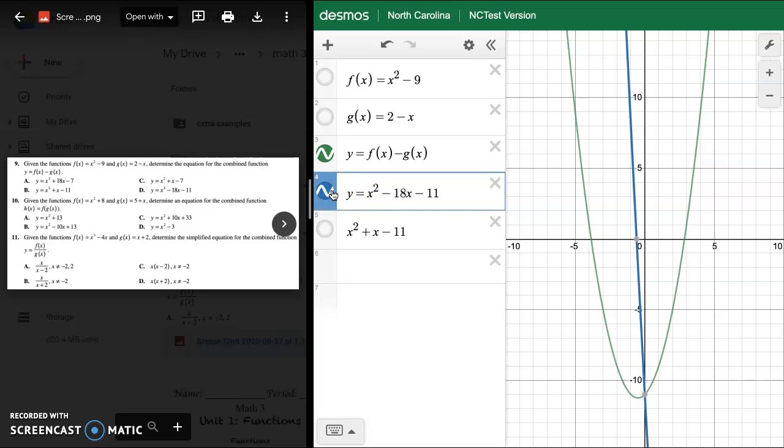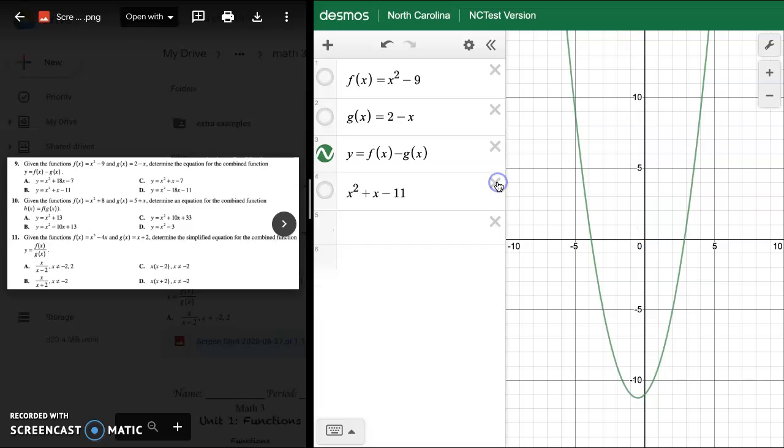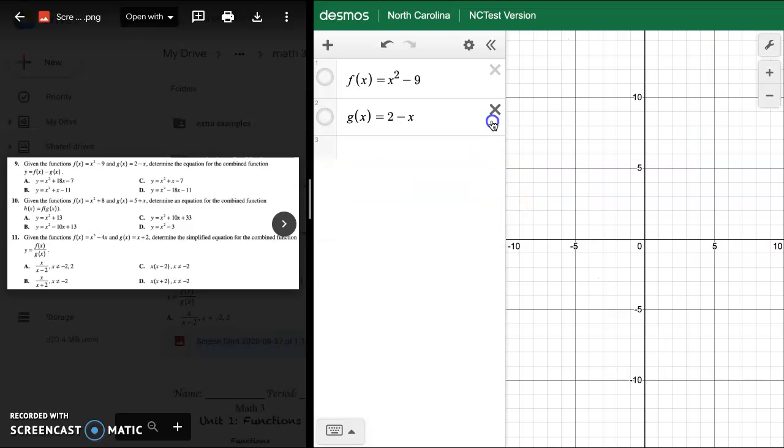I move on to my next answer choice. Again, this one just intersects it, so I get rid of it. And again, the correct answer. So now I'm going to go through and do one from scratch. And again, it works for any kind of operation. So addition, subtraction, multiplication, division, it does not matter.